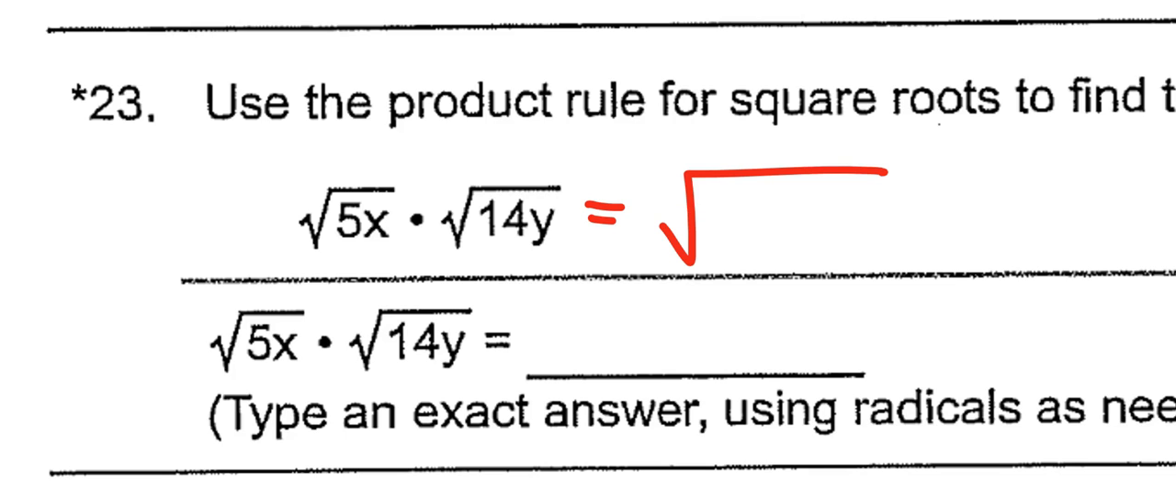Good. And then xy, you're exactly right. So if we multiply them, hopefully you got 70xy under the radical. Go back and look at your list of perfect squares. Do any of your perfect squares go into 70?